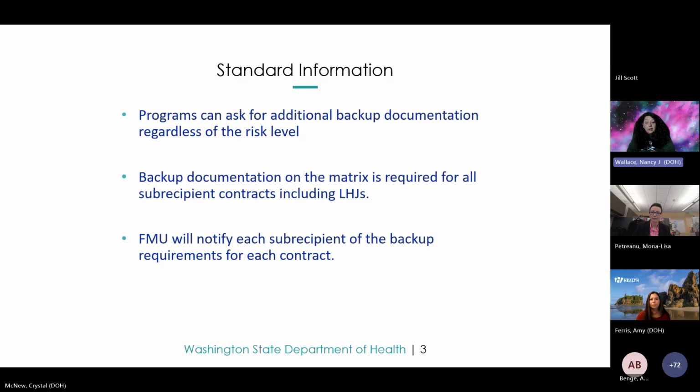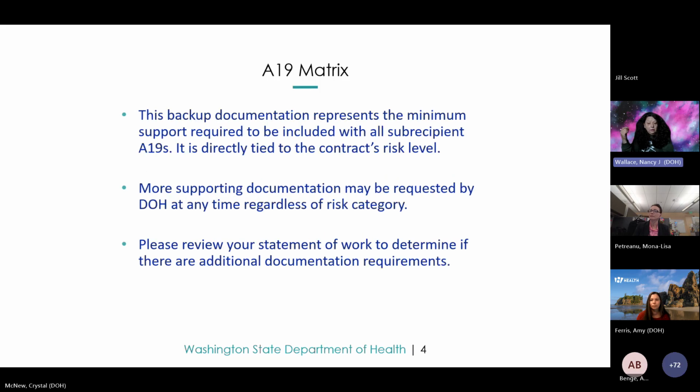The impact of not submitting backup appropriate for your risk is questioned cost. Federal auditors or SAO will question all costs that do not align with the requirements in the matrix, regardless of their allowability. In the current environment, federal funders may be less willing to waive the repayment. Another result of not submitting the appropriate backup is that your risk level could change, resulting in additional backup being required, or you could have delays in receiving your payment from DOH.